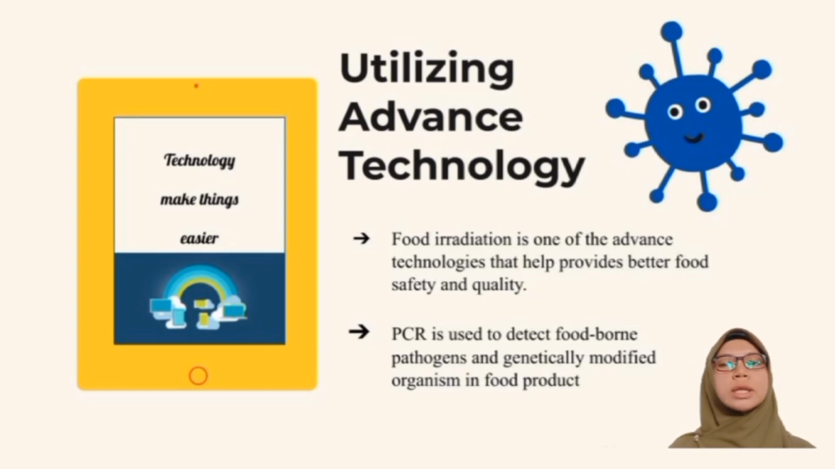Now, moving on to the second technology that I want to highlight, the polymerase chain reaction technology, or well known as PCR technology. PCR technology is another example that helps to improve food safety and quality. In food, PCR is used to detect foodborne pathogens and genetically modified organisms in food products. This PCR technology is based on 3 simple steps required for any DNA synthesis reaction.